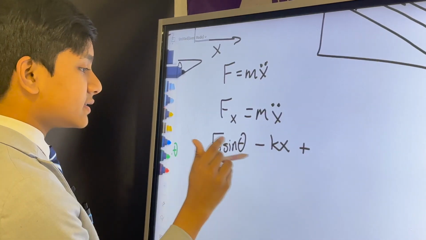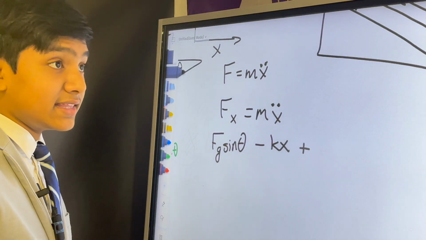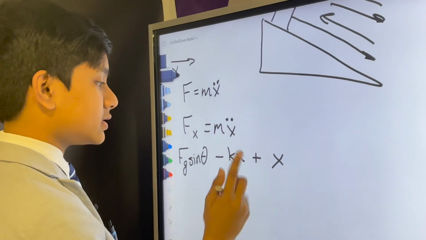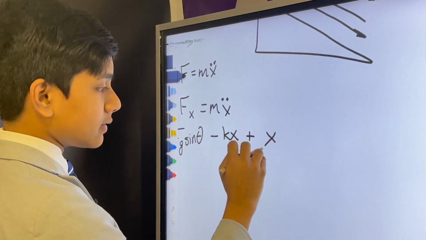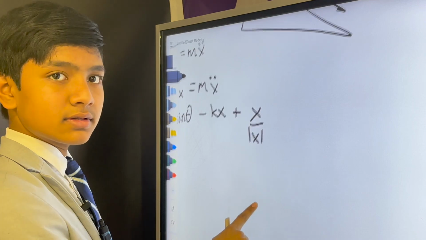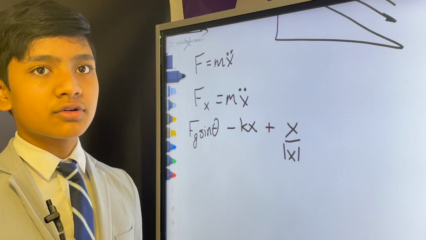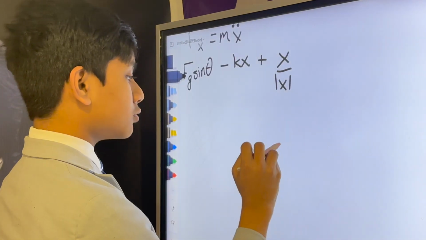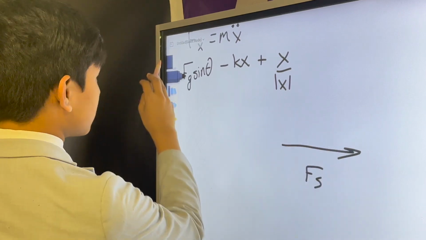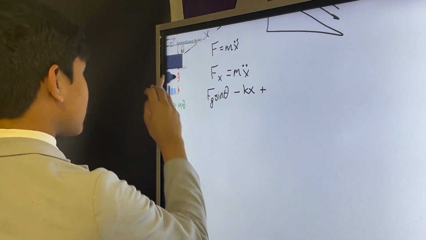So Fg sine theta minus kx plus, I guess you can say this. Now I'm going to be very careful with just putting that there, but something like this, for example. Without proving, it just tells you this is a unit vector, essentially. So, if Fs is moving, hey, wait a second. Oh, no, never mind. This is dependent on the sign of the velocity. Doesn't really matter.